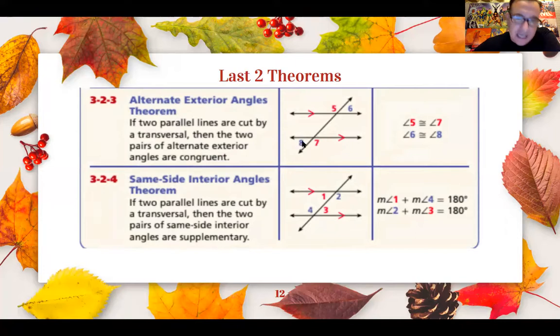Same thing with 8. If 8 slides up here as a corresponding angle to this one, this angle here is going to be congruent with angle 6, and then we can do it just like we proved that last one. That's how we prove the alternate exterior angles theorem.